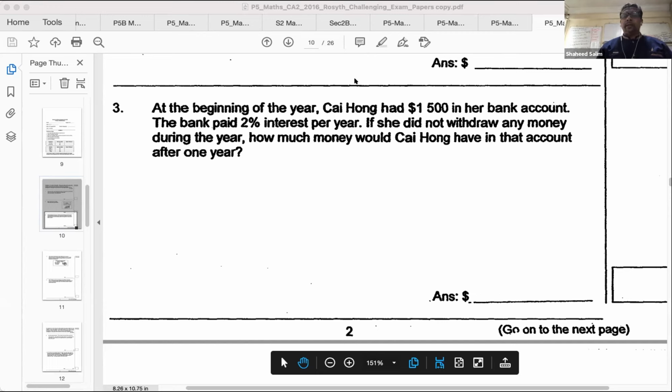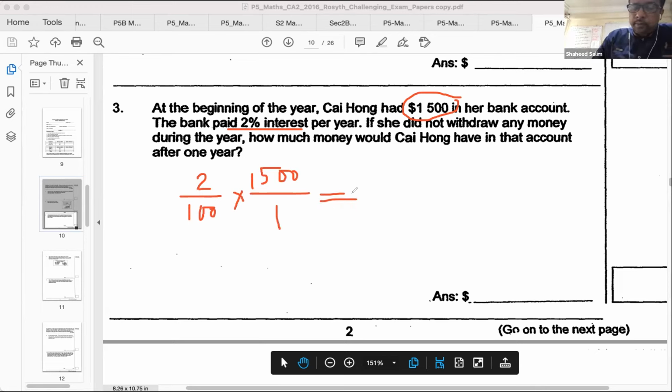See, you read this. She's paid 2% a year. So what is 2%? 2% of this amount. How to do? You do 2% is 2/100 times by what? 1,500. Okay, so you find out how much. You use your calculator to find this. How much do you get?